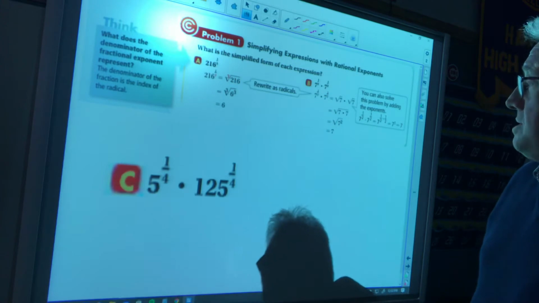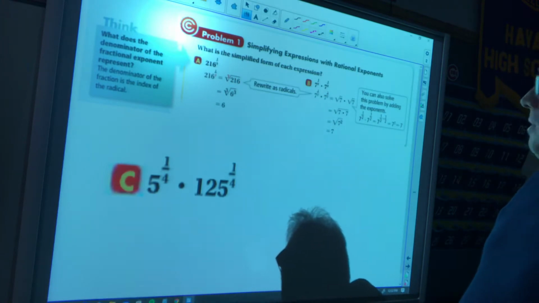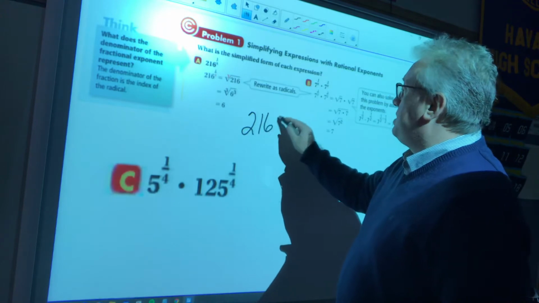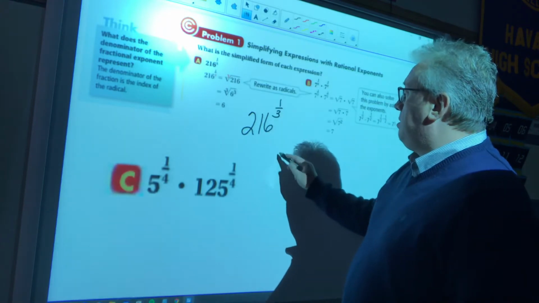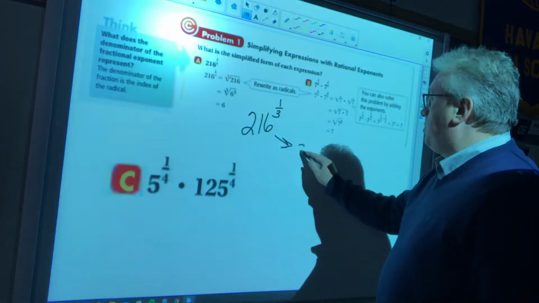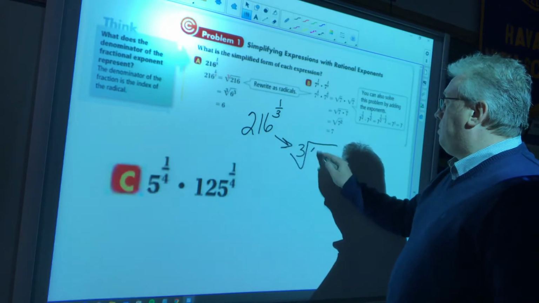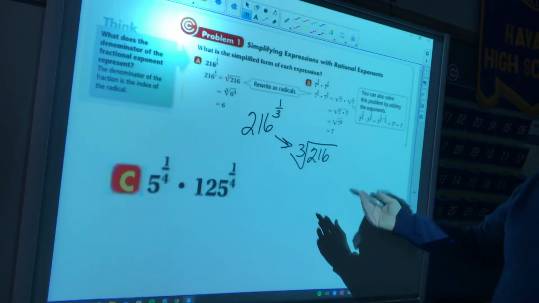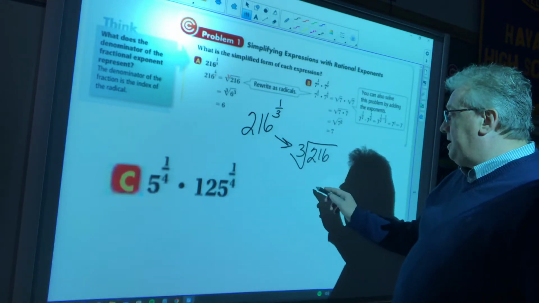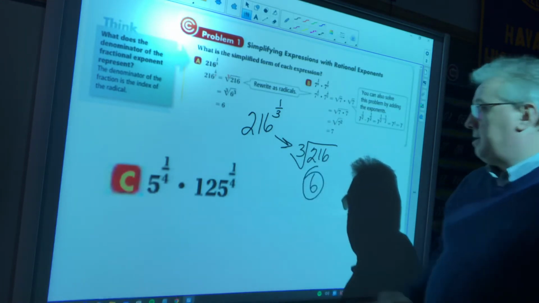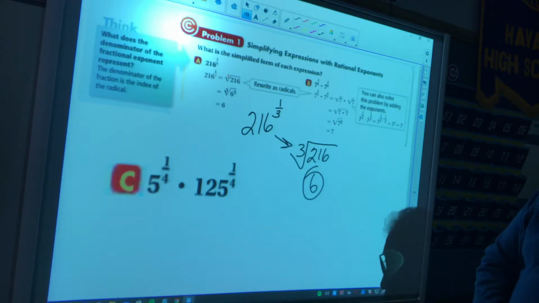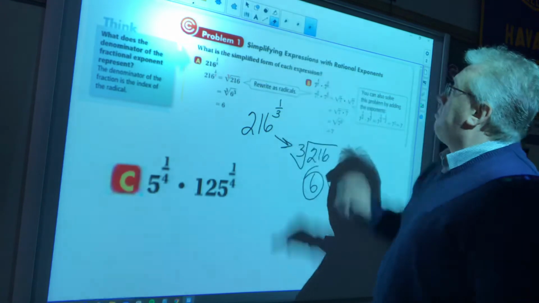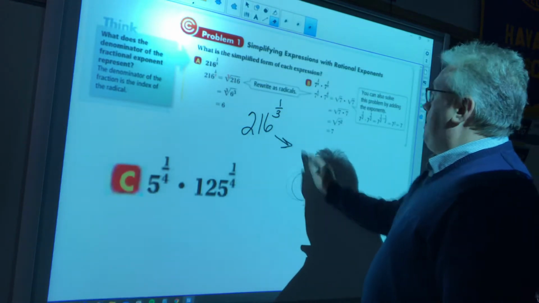Okay, so let's look at this here. Here we have 216 to the 1/3 power, which is just the cube root of 216. And you just go to your calculator, the cube root of 216 is 6.